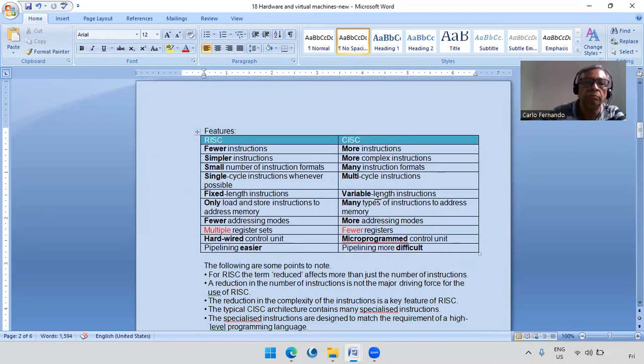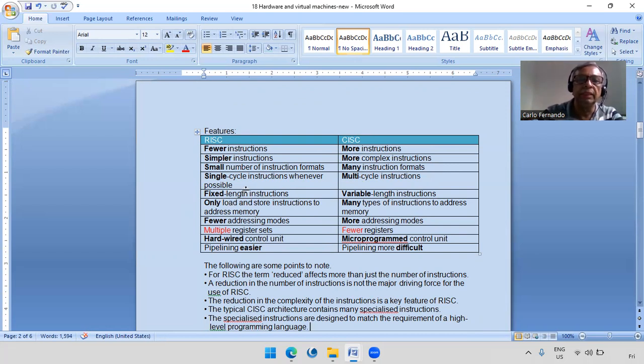Features, let's look at the features. RISC on the left side, CISC on the right side, and I have bold-faced the terms which are related to this. Reduced. Fewer means reduced. And here, more. It's complex. Instructions are here and there are more. And also, it's simpler. There, it's complex. Here, small number of instruction formats and many instruction formats. Single cycle instructions whenever possible in the RISC. But in the CISC, multiple cycle instructions, always.